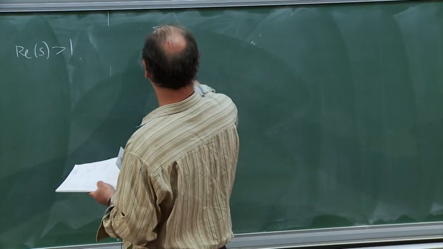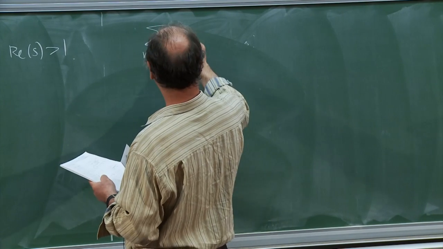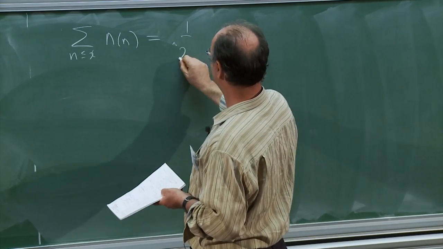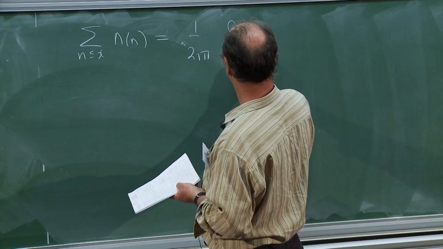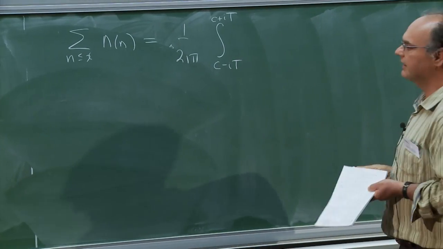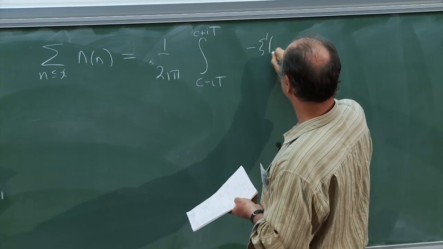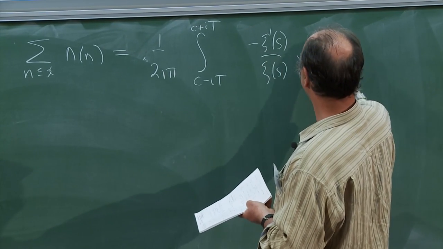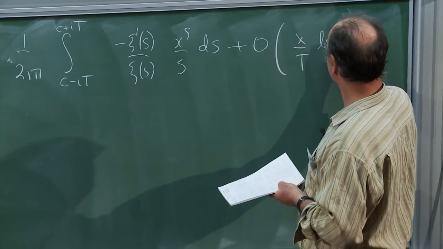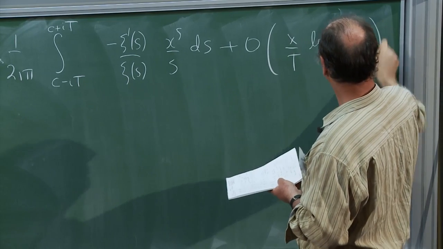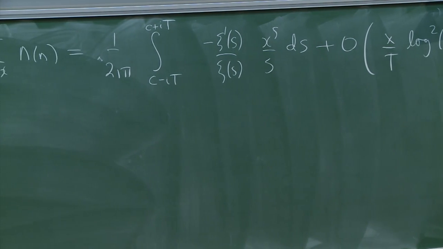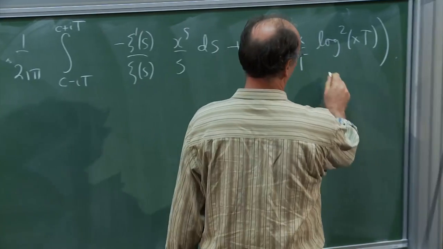And we find that the sum n up to x of Lambda(n) equals 1 over 2 i pi, the integral. Well, let me just curtail it all in one go. Just believe me that you can. For some suitable T, minus zeta prime(s) over zeta(s), x to the s over s ds. And actually, I'll just say what the right error term is, something like this, when you do all that. So again, this is all standard. Oh, there should be a plus log x, because I was careless about what happens when you're at the integer.